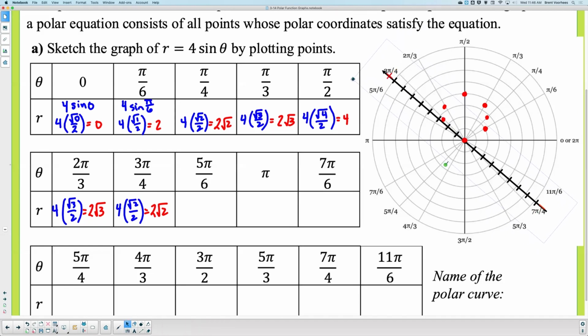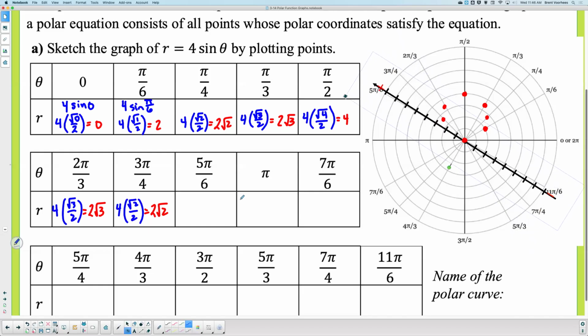We have almost completed our circle. I go to 5 pi over 6. This would be 4 square root 1 over 2, which again, I have that value written right there. It reduced to become a 2. Don't stress on the table. I'm just trying to walk you through methodically how the graph would look. So go 2 units towards 5 pi over 6, put that point.